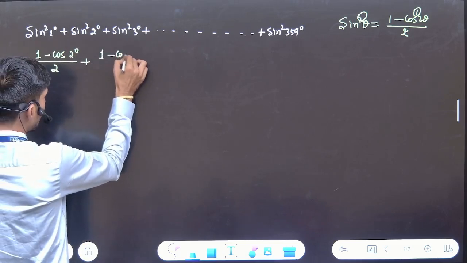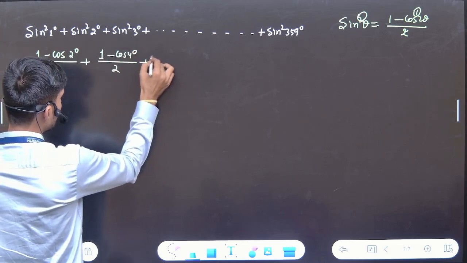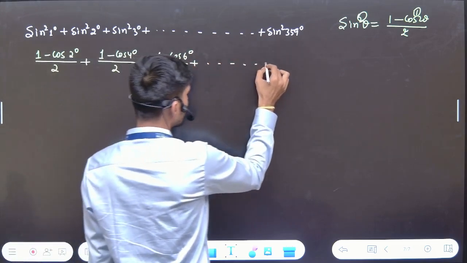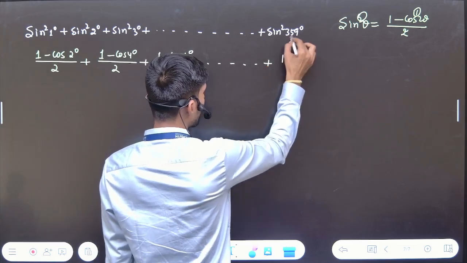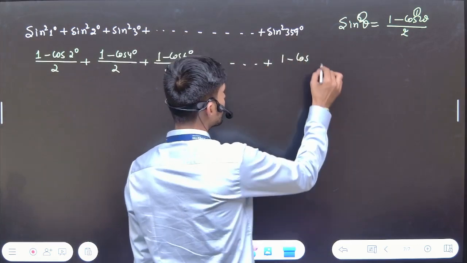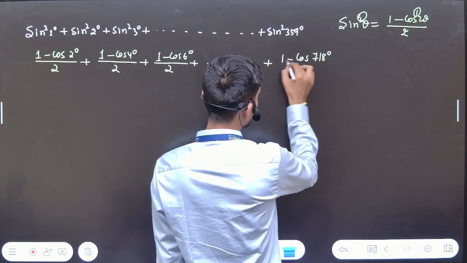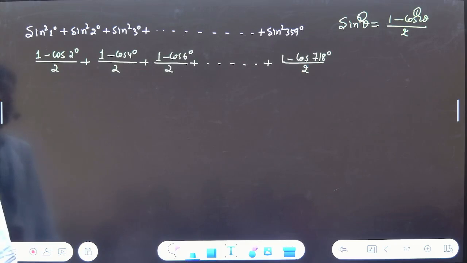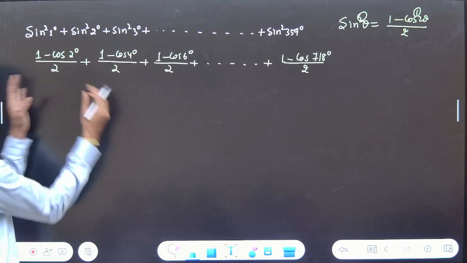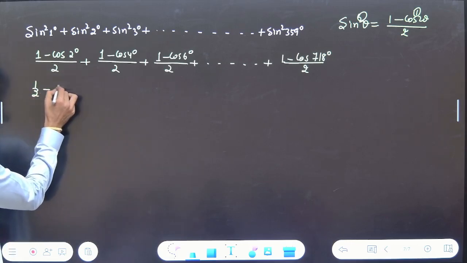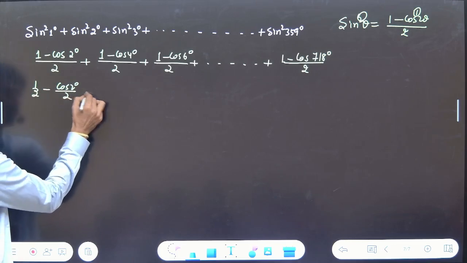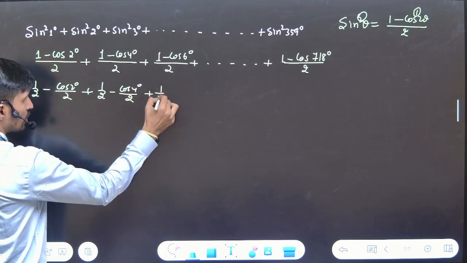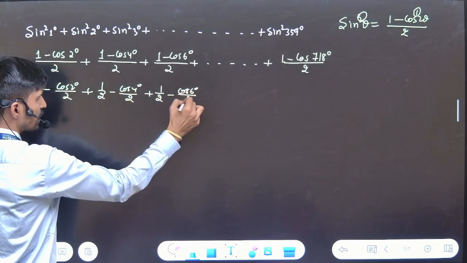(1 minus cos 4 degree) by 2 plus (1 minus cos 6 degree) by 2 plus ... (1 minus cos 718) by 2. Yes or no? Now, can we separate? We'll get 1 by 2 minus cos 2 degree by 2 plus 1 by 2 minus cos 4 degree by 2 plus 1 by 2 minus cos 6 degree by 2.